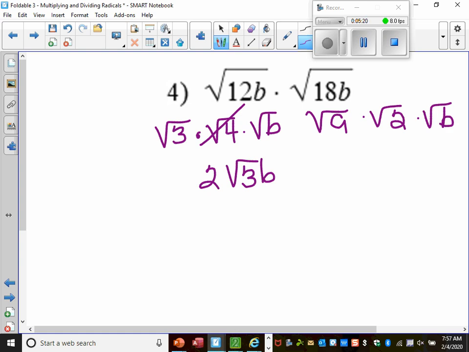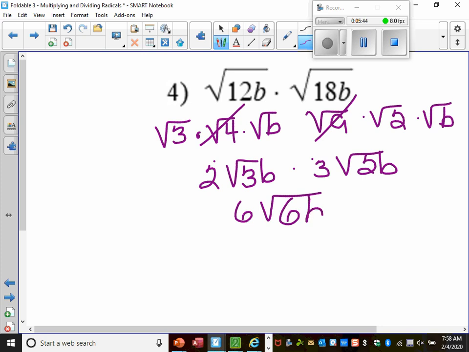Okay. And then we take the square root of 9 out, which is 3 and 2b. So now I can still multiply, because all I did was simplify the radicands first. So I'm going to have 2 times 3 gives me 6 on the outside. 2 times 3 on the inside gives me 6, and b times b gives me b squared. Now, b squared is the only thing that's perfect, so I'm just going to take that out. So that'll give me 6b rad 6.